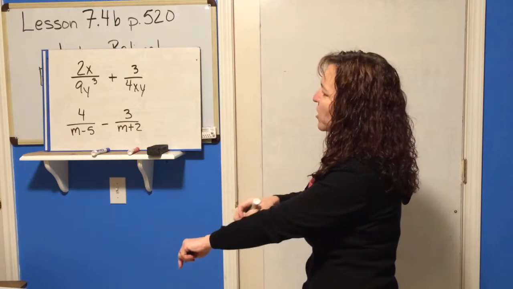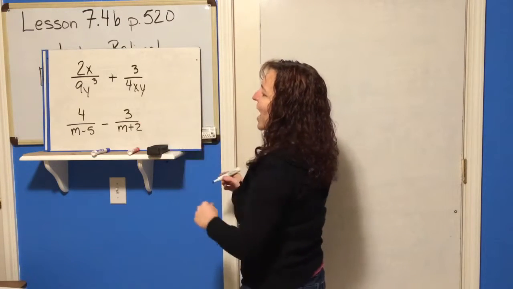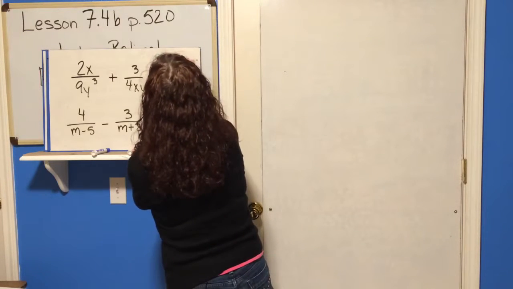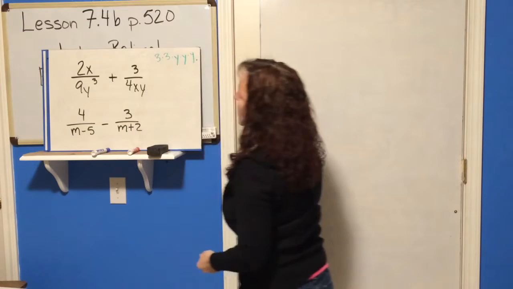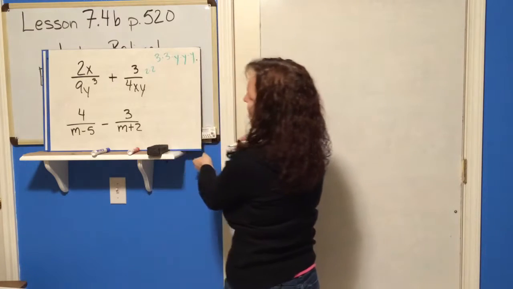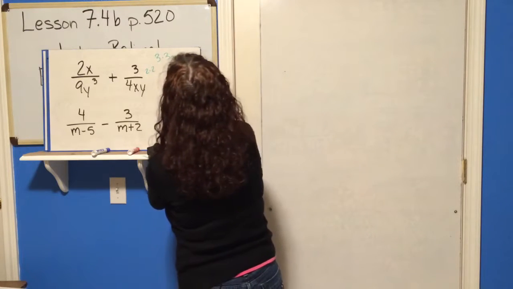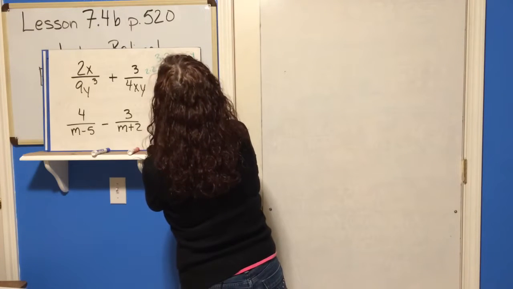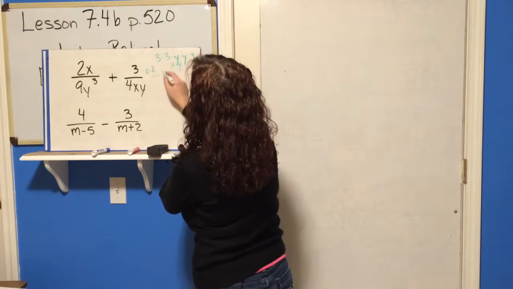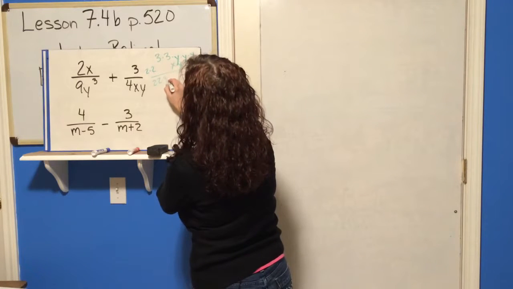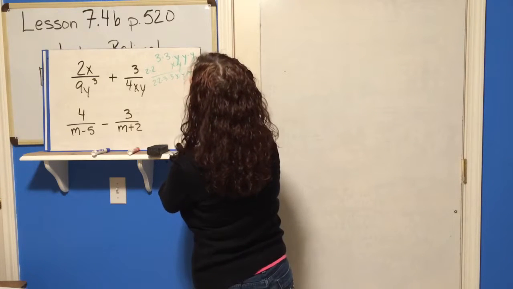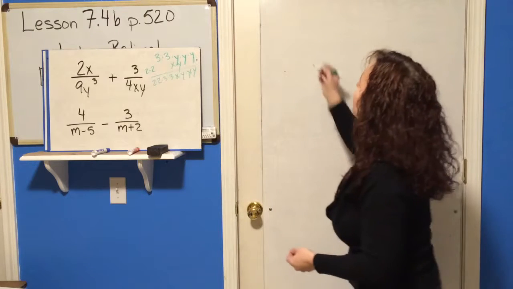To find our common denominator, we know that 9 is 3 times 3, and y cubed is y times y times y. And 4 is 2 times 2. That's not in common with the 3's, and then x times y. So I'm going to put an x in between here and a y here. Now when we multiply, we're going to have a 2 times a 2 times a 3 times a 3 times this x times 1, 2, 3 y's.